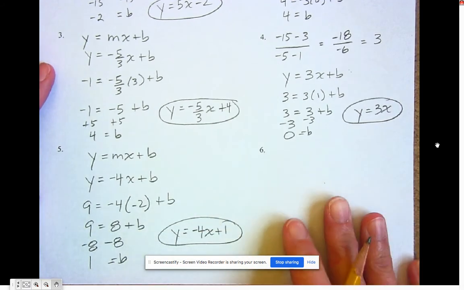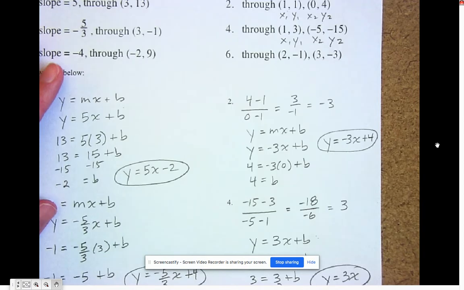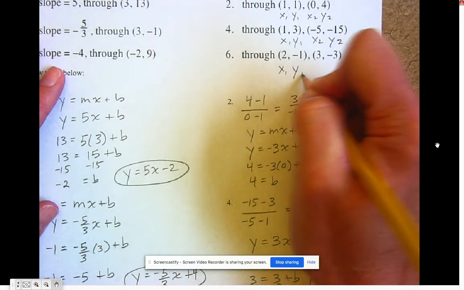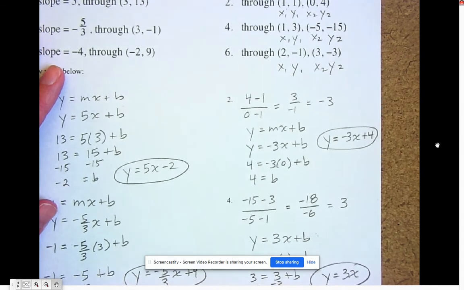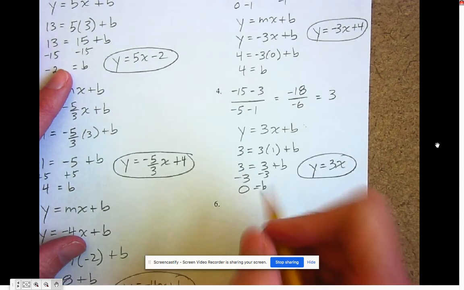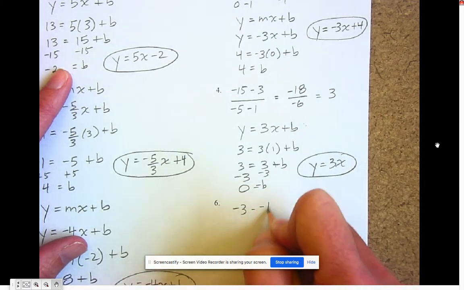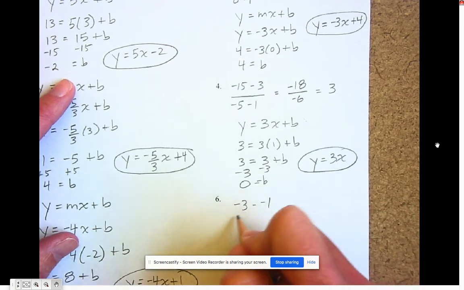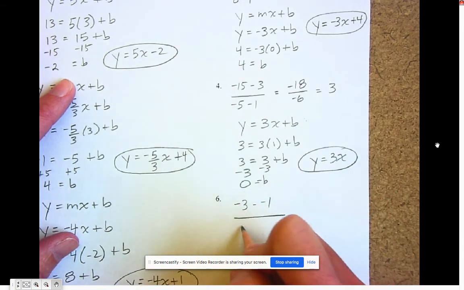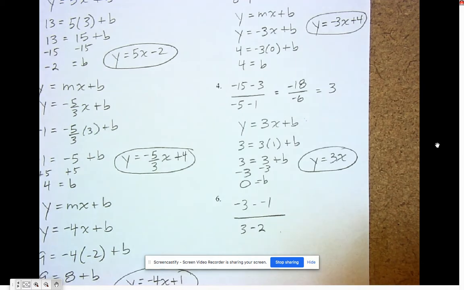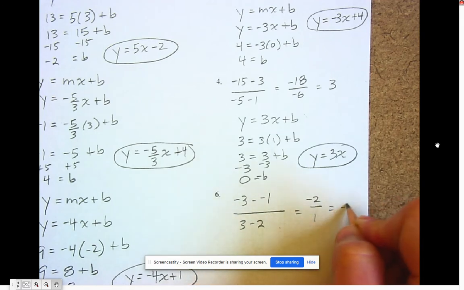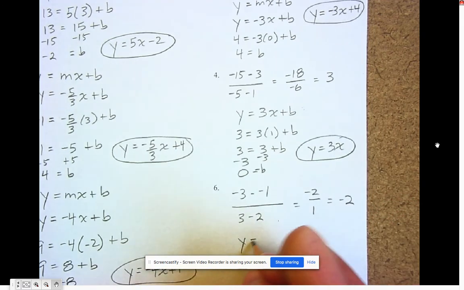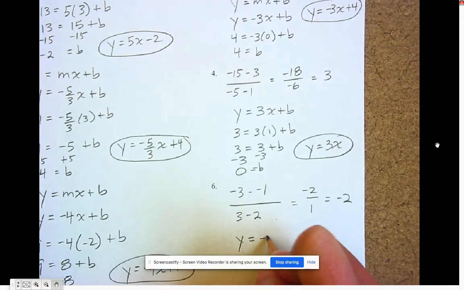Okay, 6 is again 2 points, so I'm going to first find the slope. x1, y1, x2, y2, change in y over change in x. So negative 3 minus negative 1, and 3 minus 2. So negative 3 minus negative 1 is negative 2 over 1. So my slope's negative 2. So if my y equals mx plus b, I know that my m is negative 2.